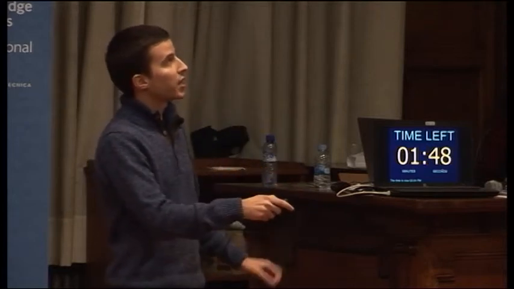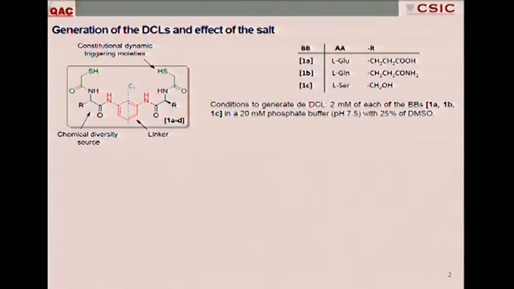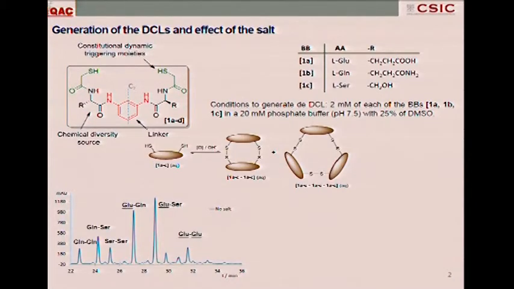The very simple experiment we did was to mix 3 of these building blocks, the ones based on glutamic acid, glutamine, and serine. What we observed when mixing these building blocks in equal concentrations was that they were able, in the mixture, to generate dimers, the 6 possible dimers, and also small amounts of trimers. Actually, we could detect the 10 possible trimers, sorry. Nothing very interesting so far, but then what we did was to increase the salt concentration.